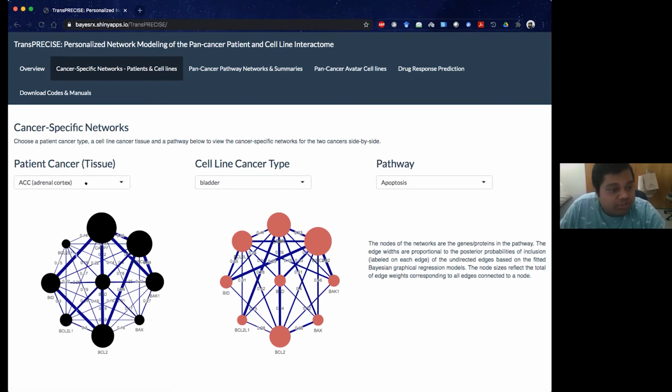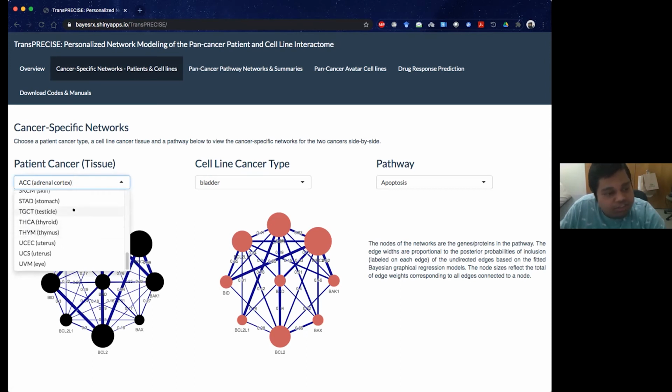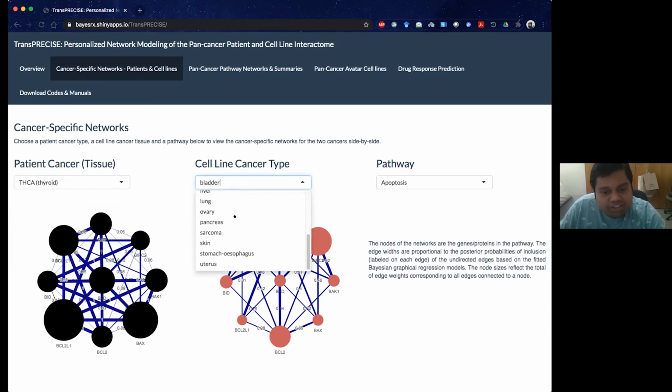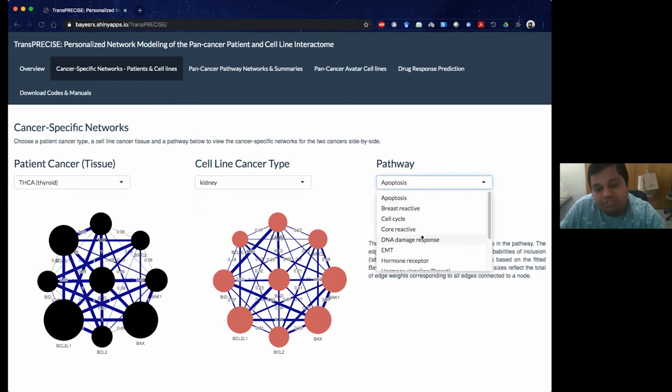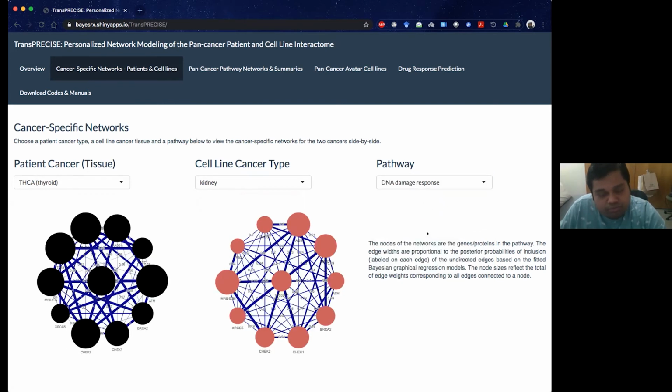We have done this across 31 different cancers from TCGA, and also 16 different cancer tissues or sites from MCLP. So you can interact with this and look at the different models that we have fit. We also looked at 12 different functional pathways, identified based on previous literature. You can click on these and look at certain subsets of the networks. But this is a lot of information to process, right? So what exactly do you get out of this? How exactly do you use this?